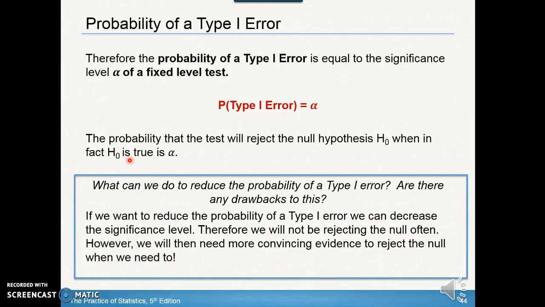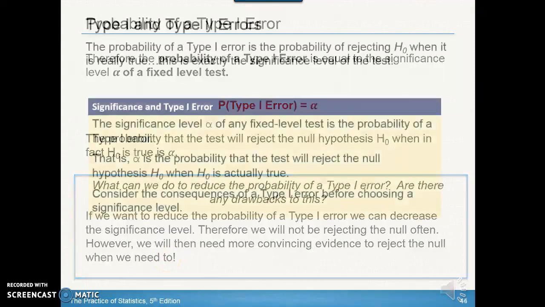Are there any drawbacks? If we want to reduce the probability of a type 1 error, we decrease the significance level. So we go from 10% or 5% to 1%. Therefore, we will not be rejecting the null as often, so we're going to only reject it maybe 1% of the time. However, keep in mind that if we're only rejecting it 1% of the time, we need even more evidence to reject the null than we maybe necessarily need to.